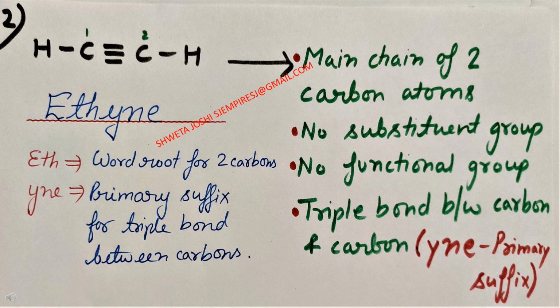Our second compound is CH triple bond CH, that is C2H2. In this case, there is no substituent group and no functional group attached to the compound. So its name contains only two parts, that is word root and primary suffix. Since only two carbon atoms are present in the main chain, the word root will be eth. And because of the presence of triple bond between carbon atoms, primary suffix will be "-ine". So its IUPAC name will be ethine.